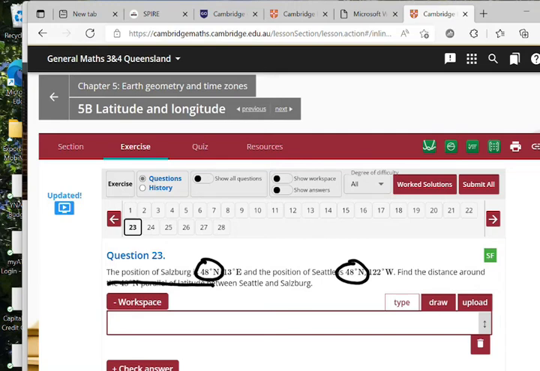You could have just used the fact that the first number of degrees is always latitude, the second one's always longitude. So they have different longitude, which tells us that we're going to be using the second formula. So we know that Seattle is at 48 degrees, 122 west, and Salzburg is at 48 degrees, 13 degrees east.